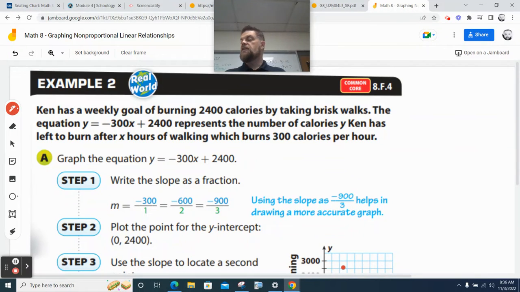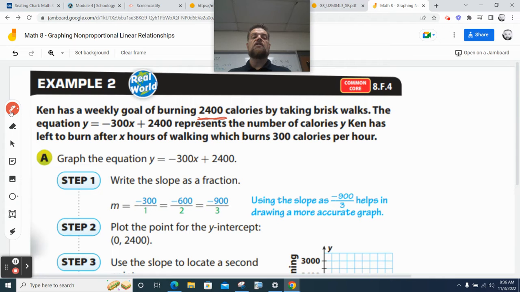All right. So for example number 2, they've done all the work for us. This is what it looks like in the real world. So it says Ken has a weekly goal of burning 240 calories by taking brisk walks. So let's underline that. That's probably important, right?